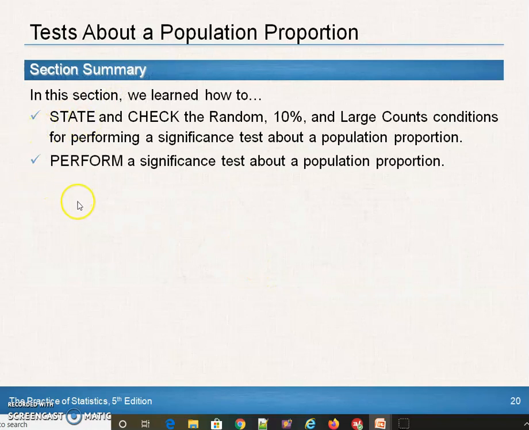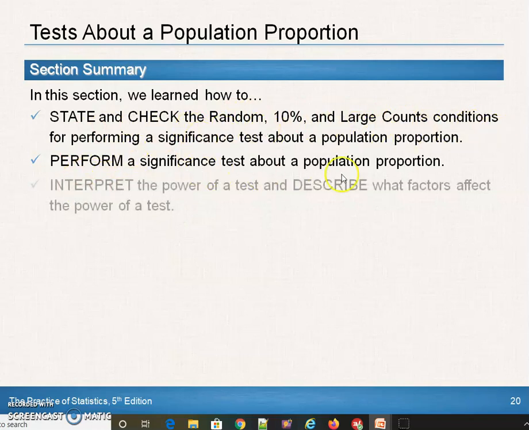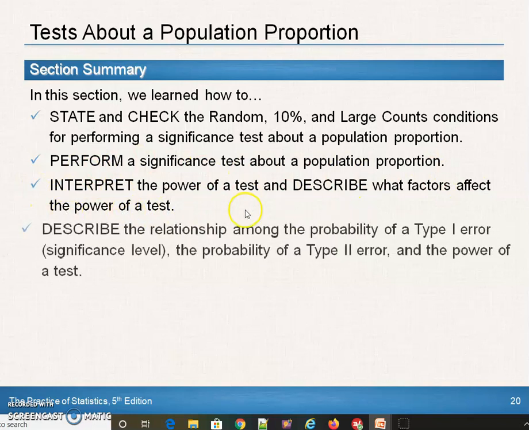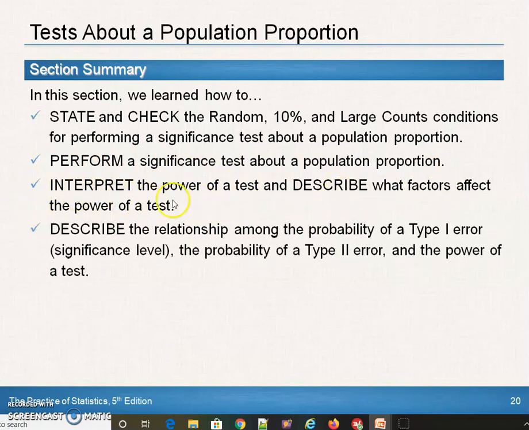So now you can do a population proportion. You can check for random, 10%, large counts, that's NP and NQ. Perform a significance test and interpret the power of a test. Maybe not great because we really went through that quickly. And this type 1 error and type 2 error, the power of a test. You get to choose type 1 error alpha, and the type 1 error alpha really determines the type 2 error. It also depends upon what you choose for your new population parameter.